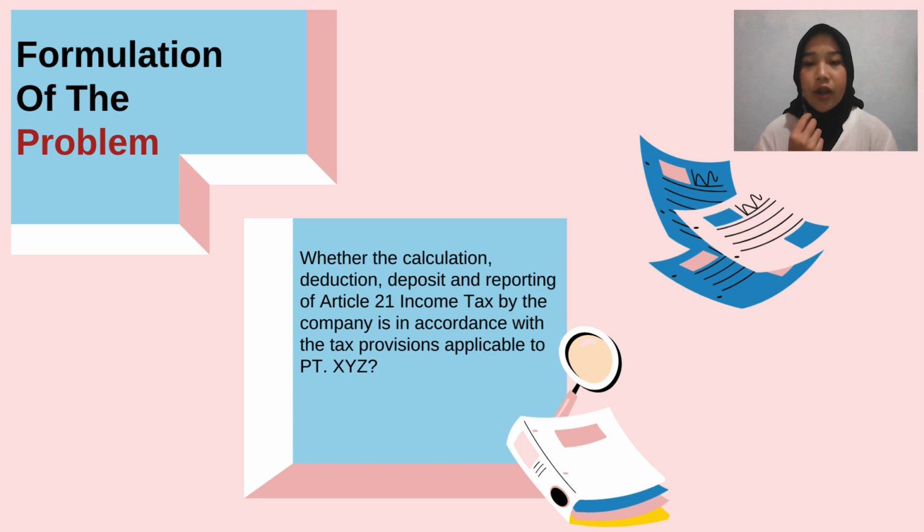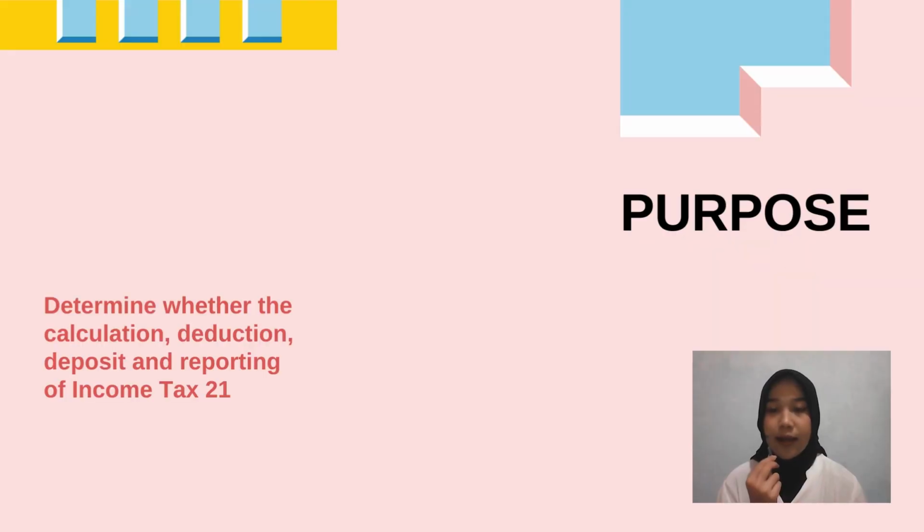Next is formulation of the problem. So the formulation of the problem of this study is whether the calculation, deduction, deposit, and reporting of Article 21 income tax by the company is in accordance with the tax provisions applicable to PT XYZ. Next, the purpose of this research is to determine whether the calculation, deduction, deposit, and reporting of income tax Article 21, which is calculated, withheld, deposited, and reported by the company, is in accordance with the Article 21 tax regulation that applies at PT XYZ.